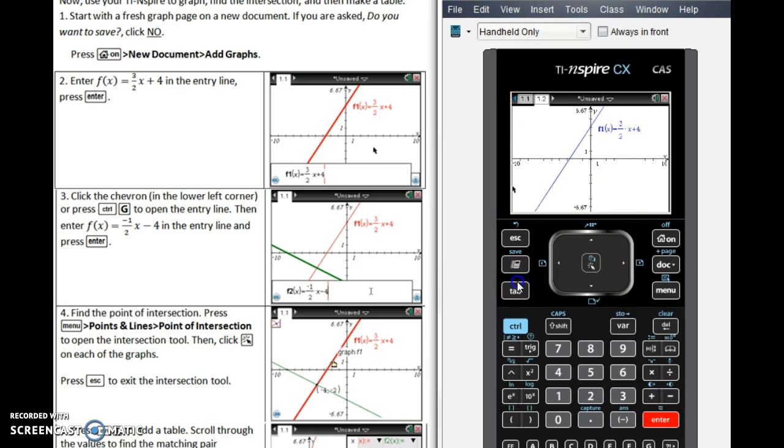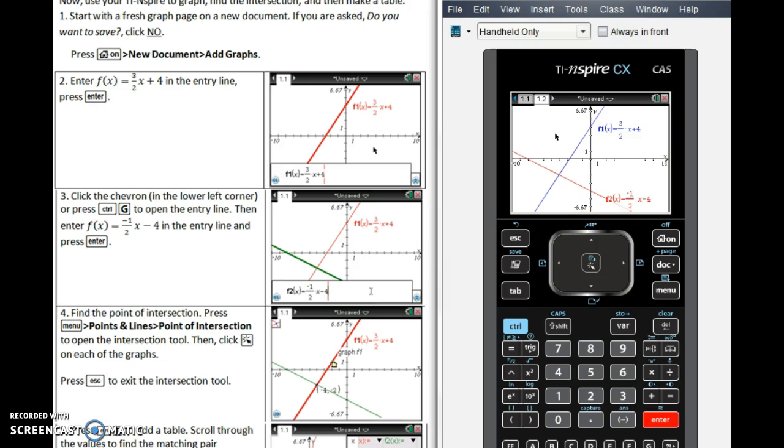And then hit Tab to open an entry line, or Control G, and then type in -1/2 x, so Control Divide, -1/2, minus 4. And so that's the system we just graphed on paper. Now we just graphed it on our calculator.